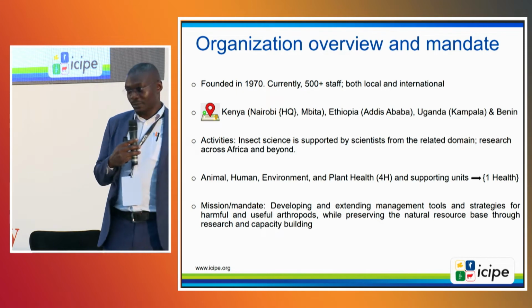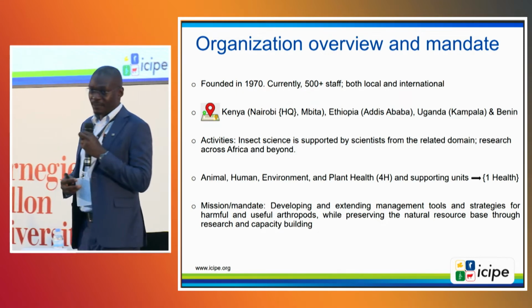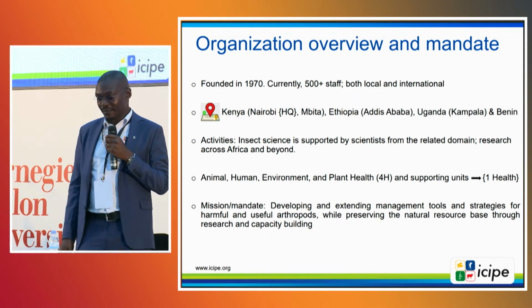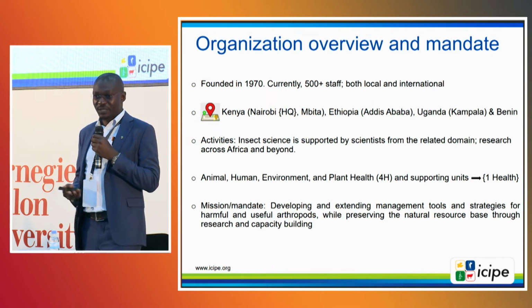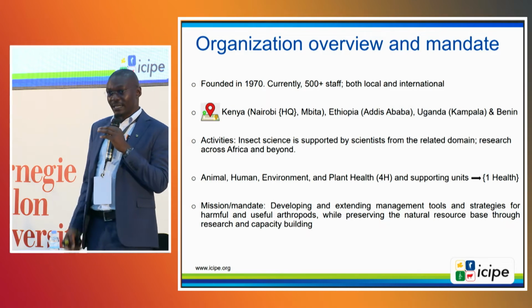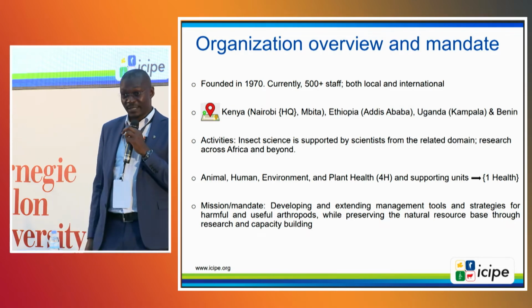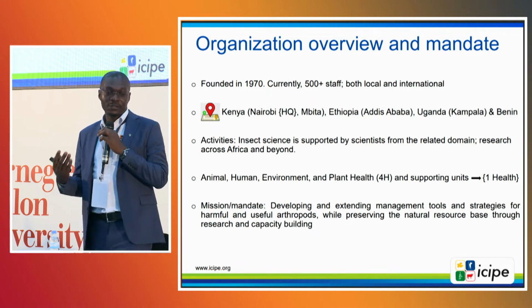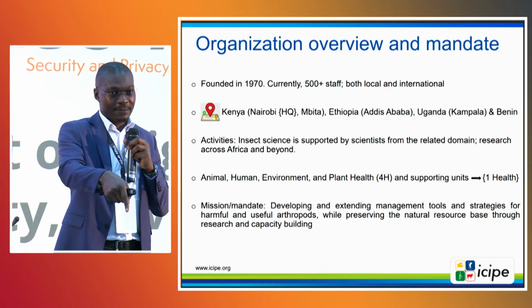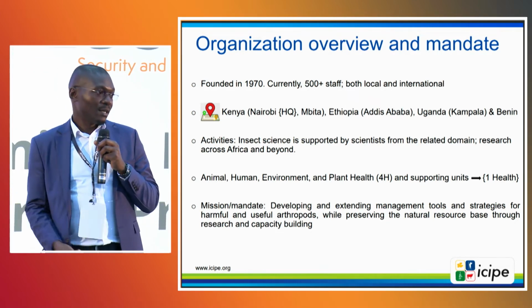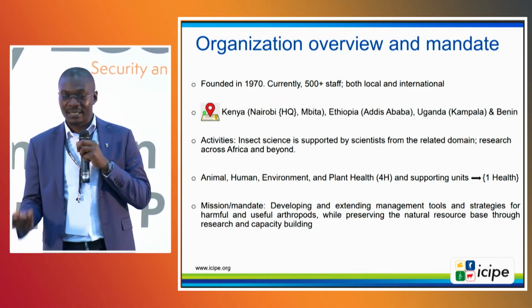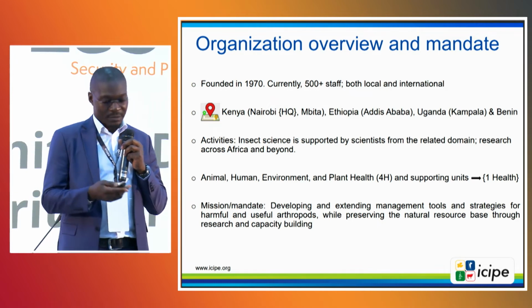Our core mandate is to develop extended tools for management of these insects as we preserve the natural resources. We want to manage the insects while not affecting the environment where they live and other organisms within it. For example, we are fond of spraying pesticides, not knowing that yes, they kill that pest, but they also affect other insects, like pollinators, like the bees. And when the bees die, that means there's no pollination. That translates to low productivity.